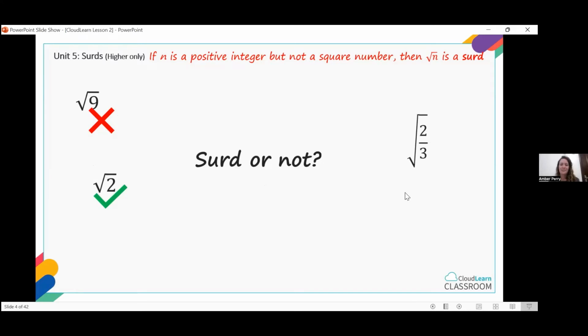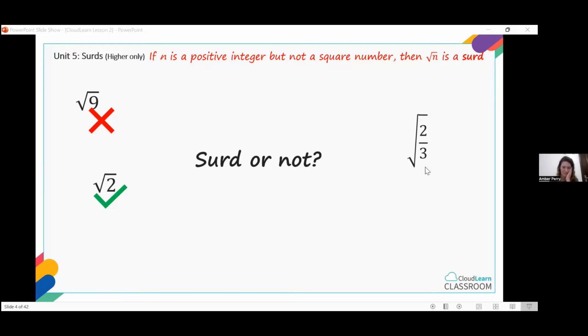All right, let's try this one. So we've got the square root of 2/3. Let's relaunch that poll. Here we go, have a go. Is it a surd or is it not a surd? Think about positive integer. Okay, so integer means a whole number. So a surd has to be the square root of a whole number, okay? So that one is actually not a surd because it has to be a whole number there.